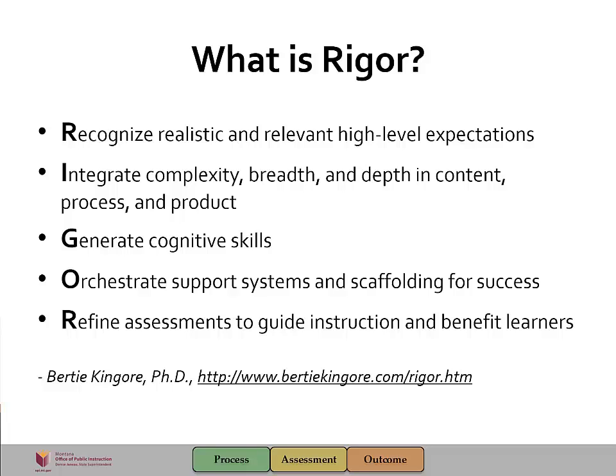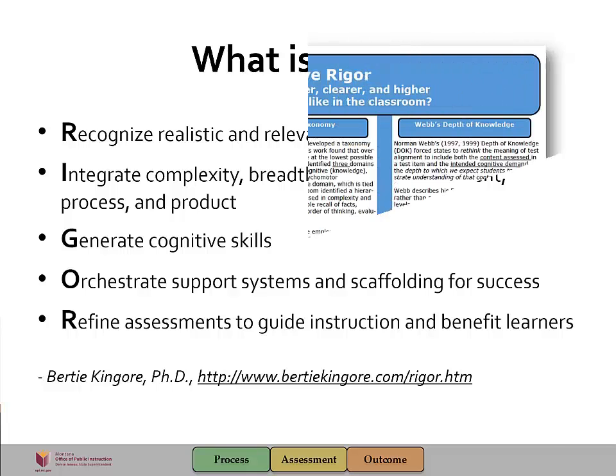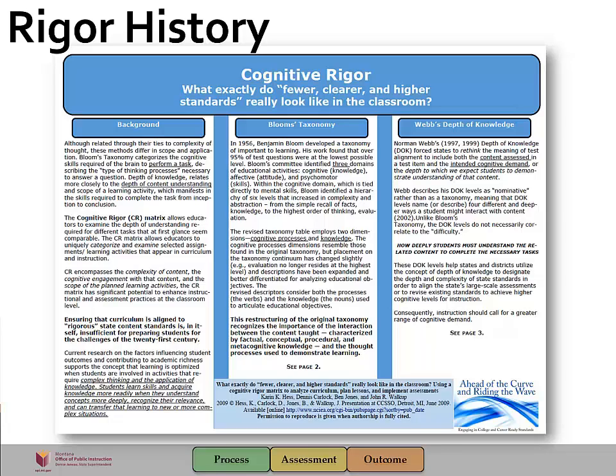We will preface the Cognitive Rigor Matrix used by the Smarter Balanced Assessment by providing a brief history of the revised Bloom's taxonomy and the Depth of Knowledge. Although related through their ties to complexity of thought, these methods differ in scope and application. Bloom's taxonomy characterizes the cognitive skills required of the brain to perform a task, describing the type of thinking processes necessary to answer a question. Depth of Knowledge relates more closely to the depth of content understanding and scope of learning activity, which manifests in the skills required to complete the task from inception to conclusion.